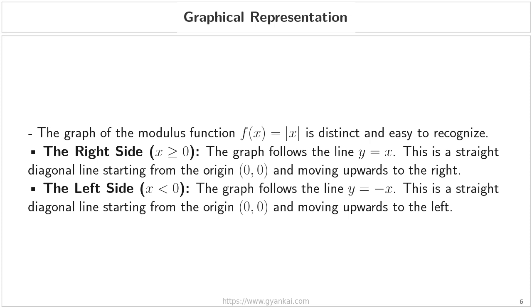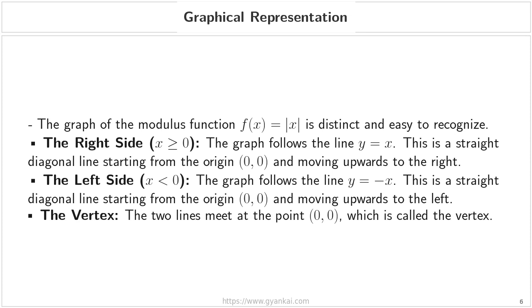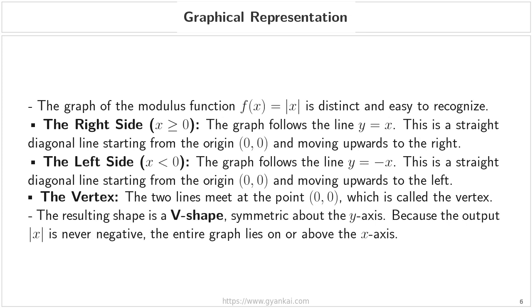Here, the function follows the line y equals -x. This is also a straight diagonal line starting from the origin, but instead of going right, it moves upwards to the left. The point where these two lines meet at the origin, 0, 0, is called the vertex. When you put these two pieces together, the resulting shape is a perfect V-shape that is symmetric about the y-axis.